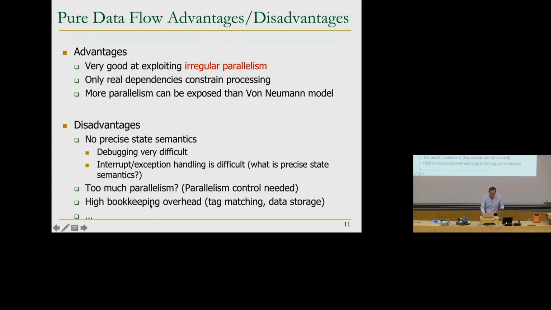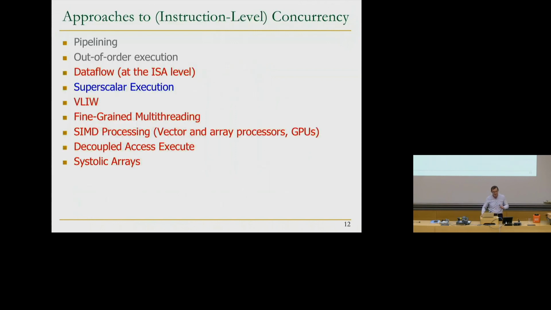Okay, so high bookkeeping overhead, we already talked about that, actually. This is a problem with out-of-order machines also, but if you actually want to build a pure data flow machine, if you look at the out-of-order machine, it's very similar to the pure data flow machine. You need to do tag matching and data storage in a data flow machine also. Okay, and there are a bunch of other disadvantages that are related to programming that we're not going to talk about over here. But if you're interested, I pointed you to a particular lecture that I gave, so you can watch that lecture.